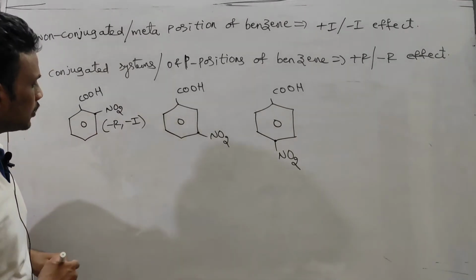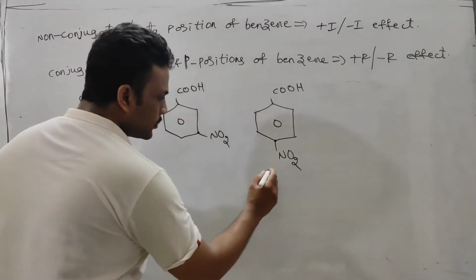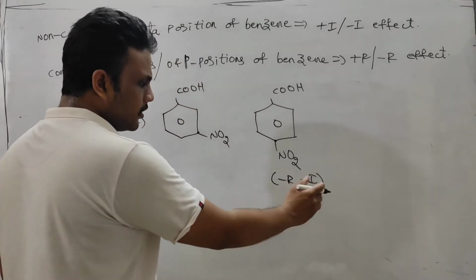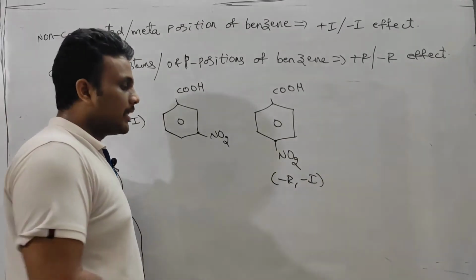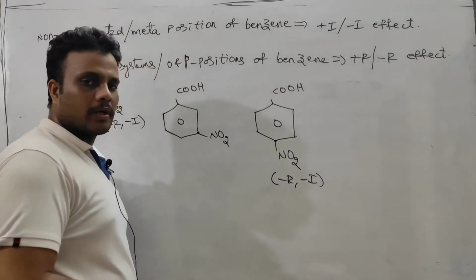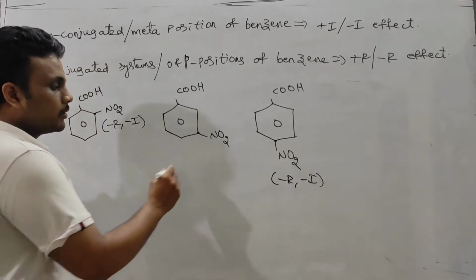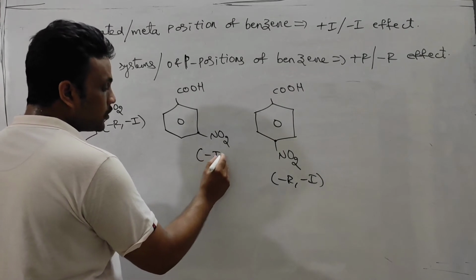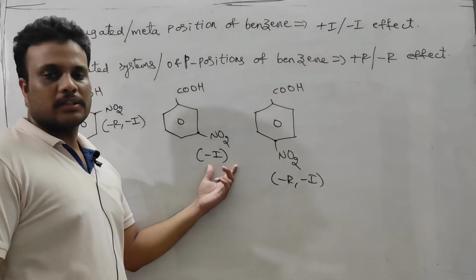So that's why, although it shows minus R and minus I effect, minus R dominates minus I. Here also minus R, minus I. Because of resonance stabilization, more resonance stabilization than inductive stabilization, resonance gets more priority than inductive. And in the meta position, there is no resonance effect, only inductive effect is there. So inductive effect is present like this.